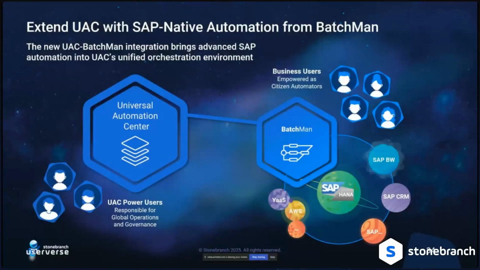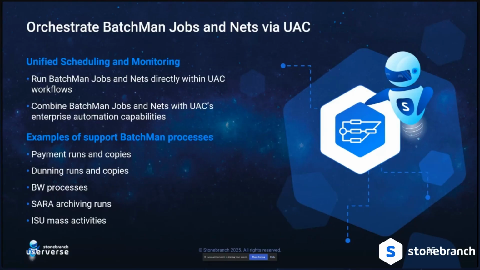Okay, last just explains how SAP users can run their SAP processes with BatchMan using their familiar SAP GUI. Now I will show you how you can orchestrate those BatchMan configured SAP processes within the Universal Automation Center. What we've done is that we've created a BatchMan integration for Universal Automation Center. With this integration, you can now run jobs and nets configured in BatchMan directly as part of a UAC workflow.